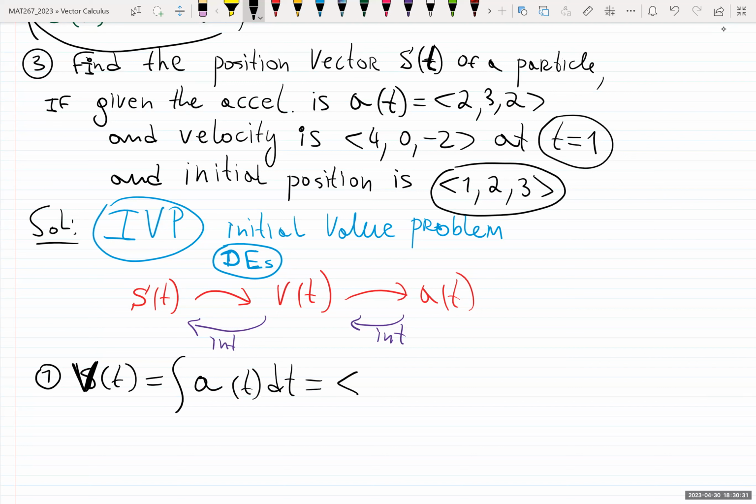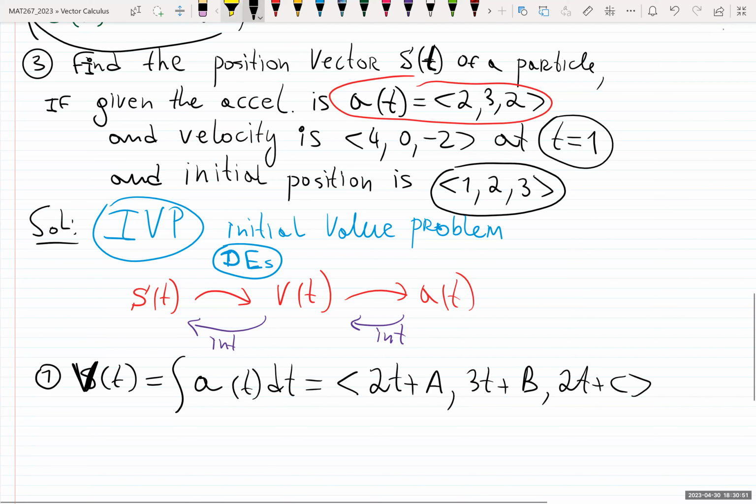So I need to look for the acceleration. Here it is, 2, 3, 2. So it's going to be 2t plus c. And since we're going to have many c's, you can call them c1, c2, c3, or a, b, c. 3t plus b, and then 2t plus c. So this came from integrating A.